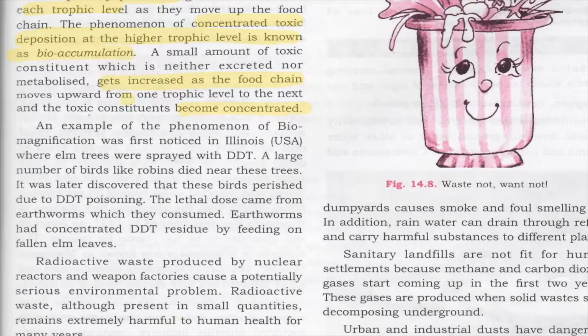An example of the phenomenon of biomagnification was first noticed in Illinois, USA, where elm trees were sprayed with DDT. A large number of birds like robins died near these trees. It was later discovered that these birds perished due to DDT poisoning.